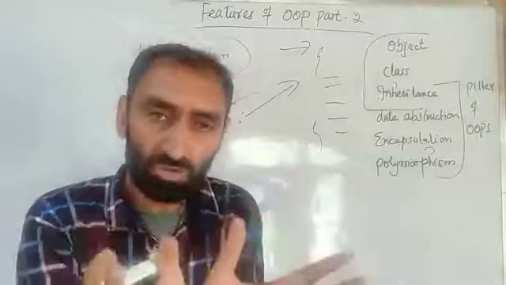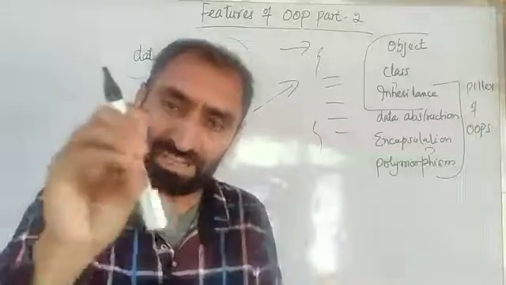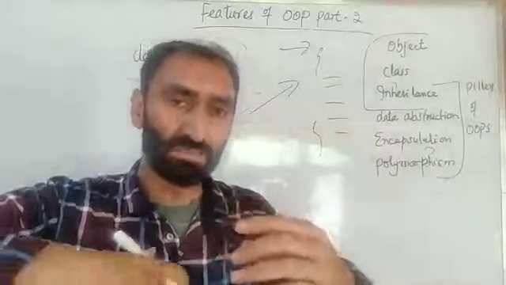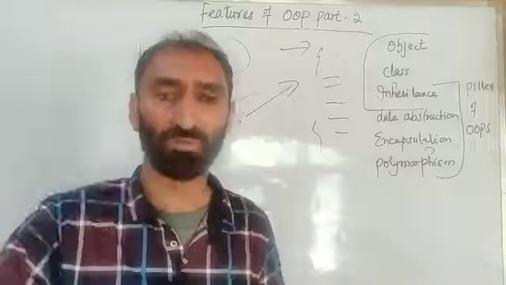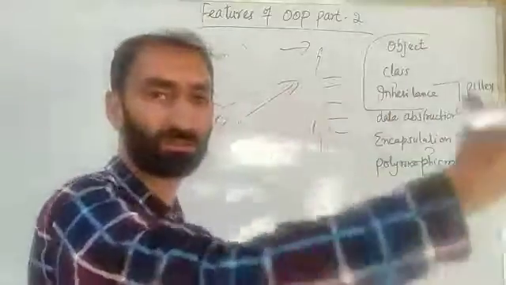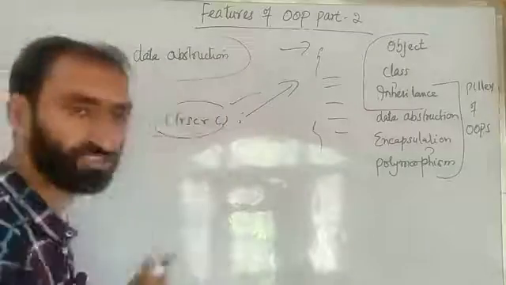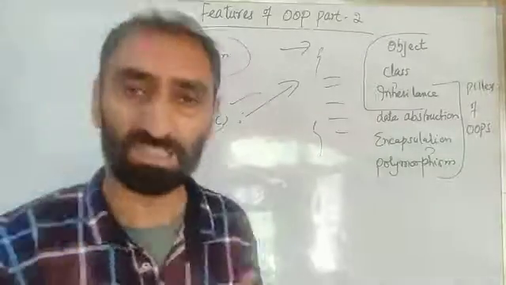That means to show the user only those details in which he is interested, which are useful to him. And what is happening in the background is going to be hidden from the user. That concept is called data abstraction, or we can say data hiding.